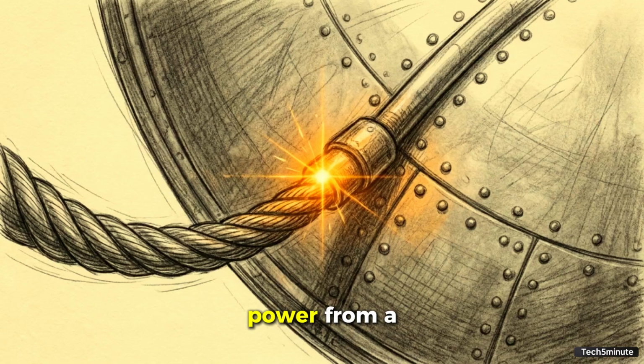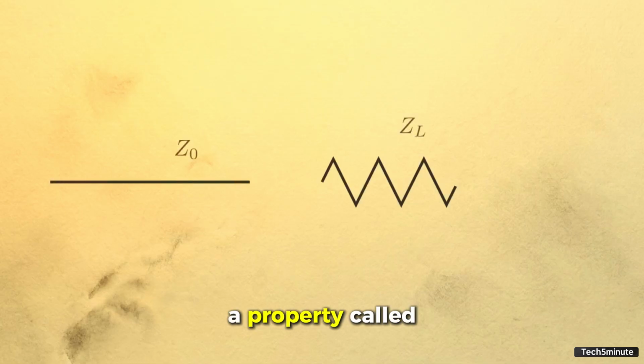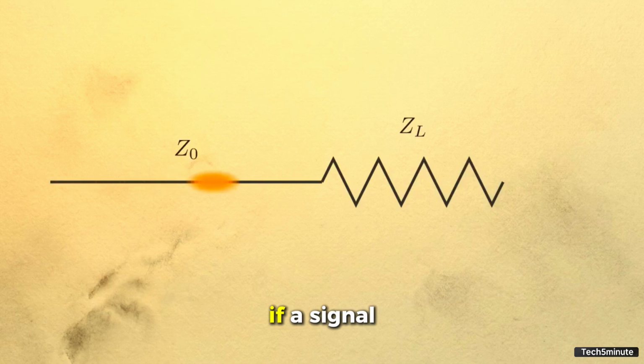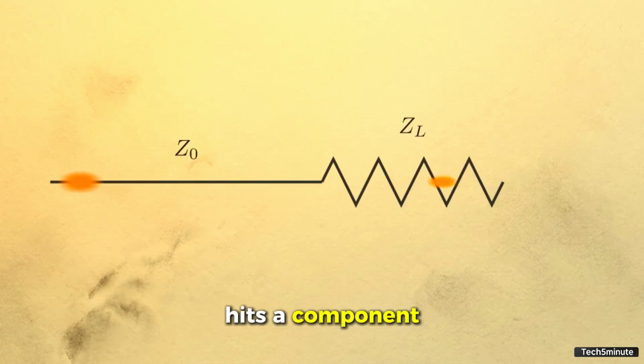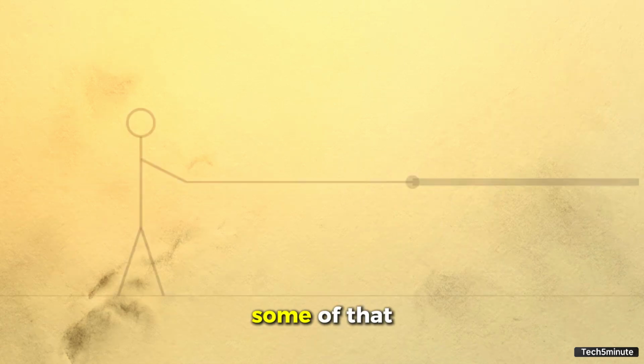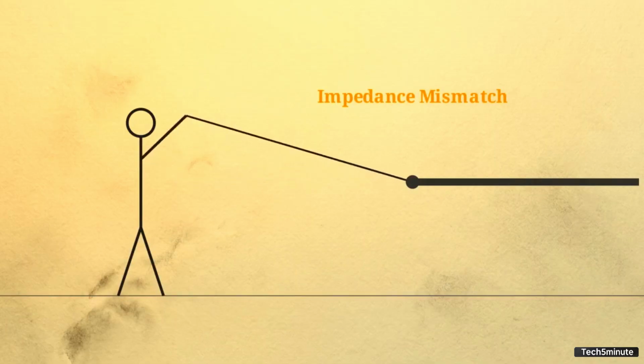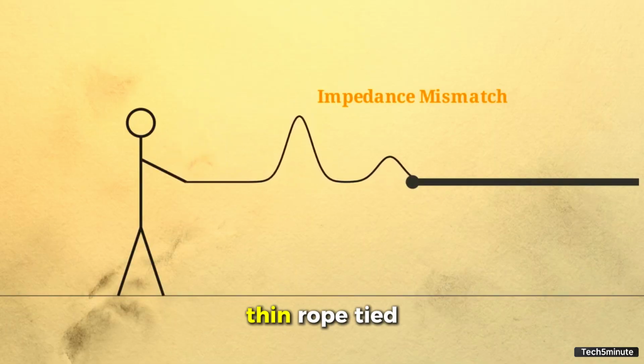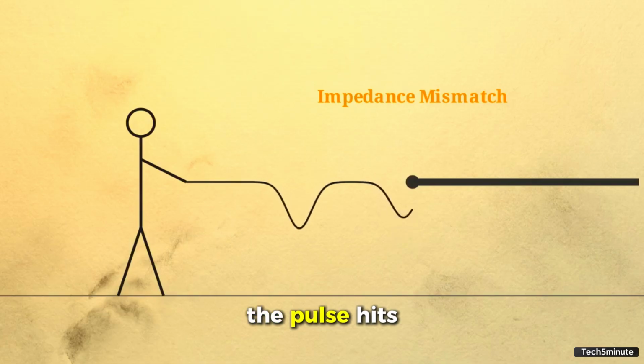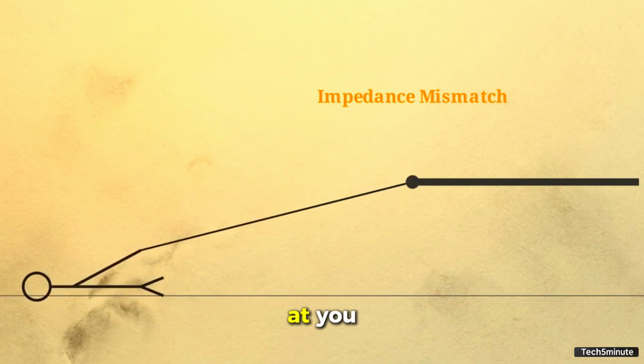When you send power from a source to a destination, you need every bit of that energy to reach the target. But wires have a property called impedance. If a signal traveling down a line hits a component with a different impedance, some of that energy bounces backward. It is exactly like flicking a thin rope tied to a thick one. The pulse hits the junction and snaps right back at you.